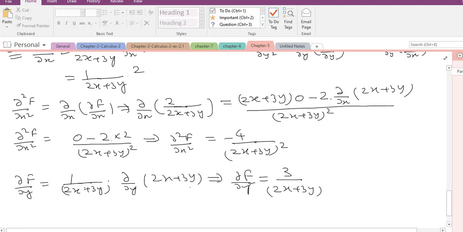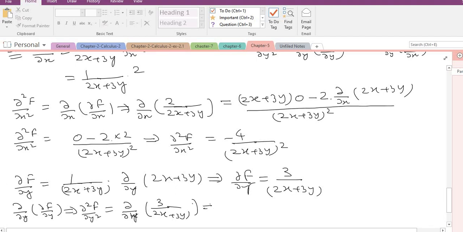If you want to write del 2f del y square, it means del y of del f del y. That means del 2f del y square. What is that? You need to differentiate del y of del f del y. Del f del y is this one, 3 divided by 2x plus 3y. So again you have to use the division rule.